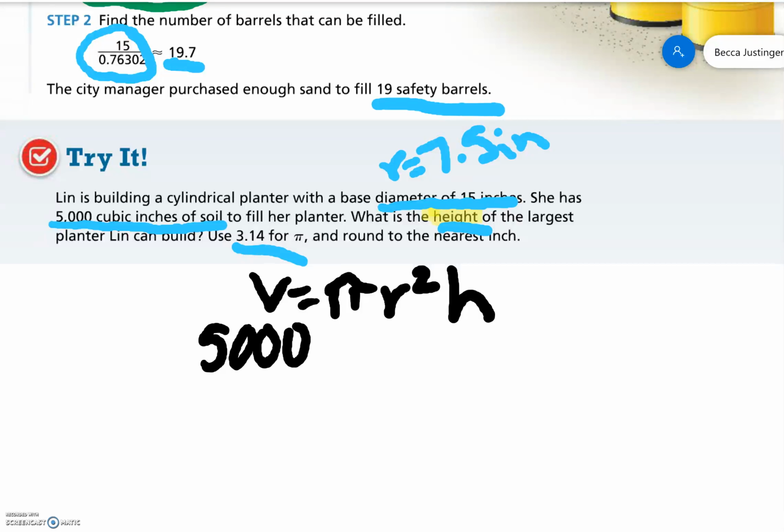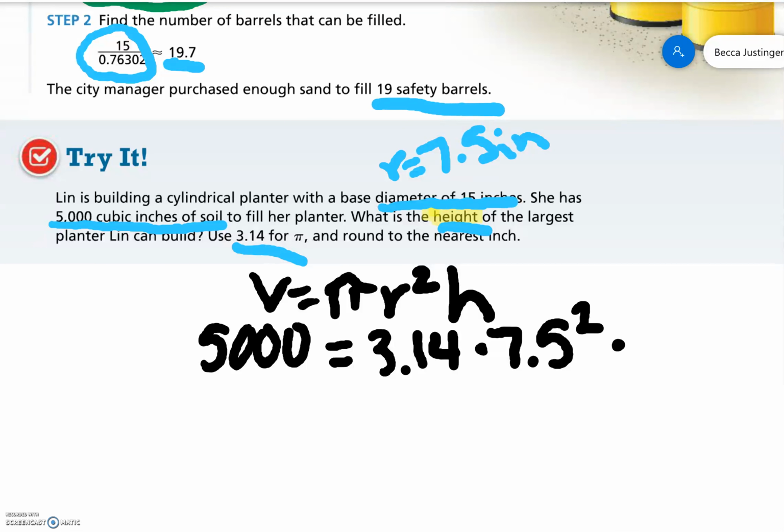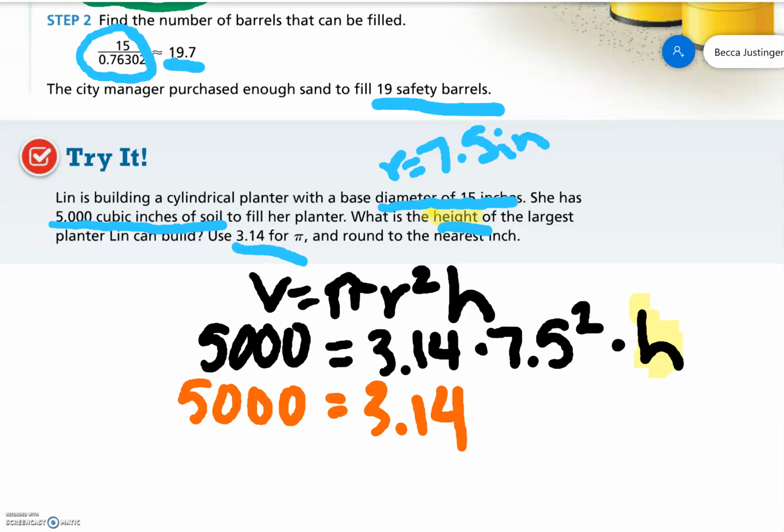We know the volume is 5,000 cubic inches. They want us to use 3.14 for pi, times my radius. Oh, I don't want to put r. I actually know what my radius is. Times 7.5 squared times height. Now, height is what I don't know. Height is what I want to find out. So I'm going to use PEMDAS first. So I'm going to rewrite my 5,000 equals 3.14. And now I have to do 7.5 squared.